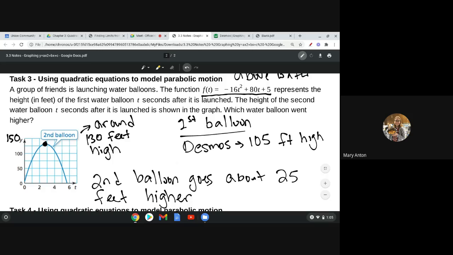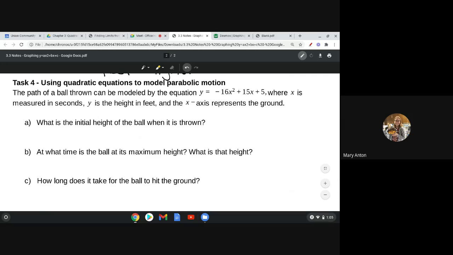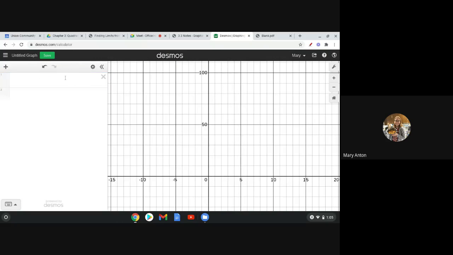It's fun. Okay, is this our last one? Yeah, but there's 3 parts. That's not too bad. We're throwing a ball, and it can be modeled by this equation, where x is measured in seconds and y is the height in feet. What's the initial height of the ball when it's thrown? Can you tell me that already just by looking at it? 5. Yes, you're right, it is 5 because that's the y-intercept. The equation is negative 16x squared plus 15x plus 5.